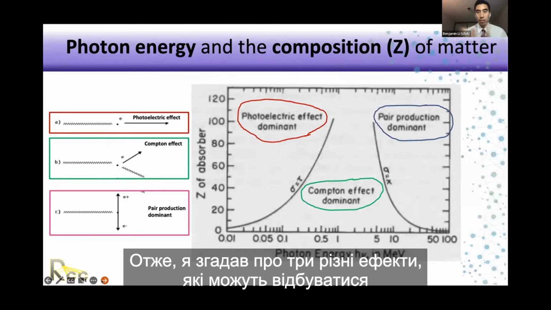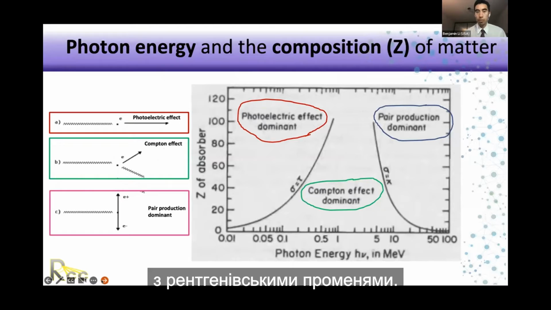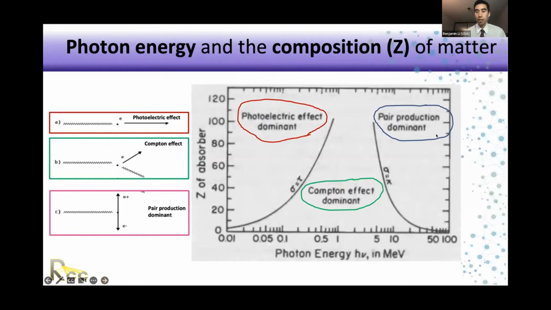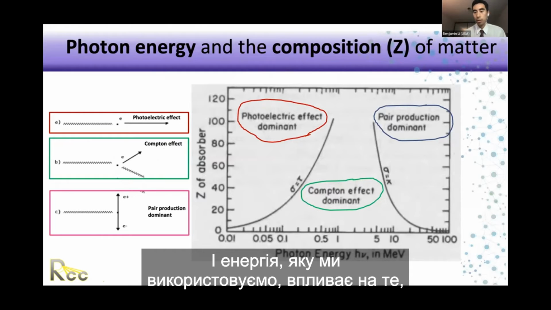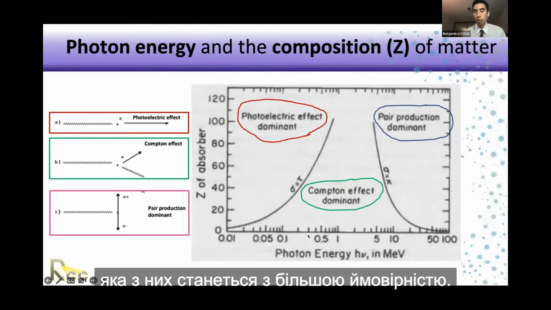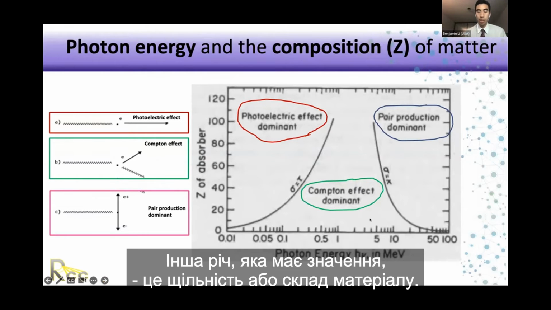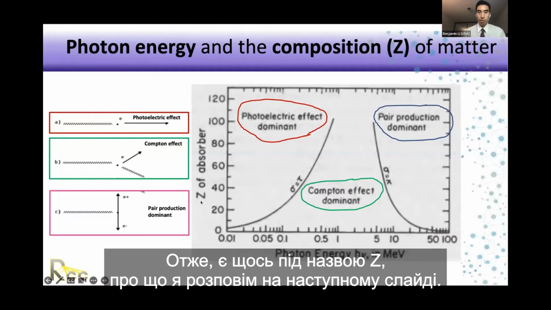I mentioned that there are three different effects that can happen with X-rays: the photoelectric effect, the Compton effect, and pair production. The energy that we use influences which one is more likely to happen. The other thing that matters is the density or the composition of the material. There's something called Z, which I'm going to go over in the next slide.